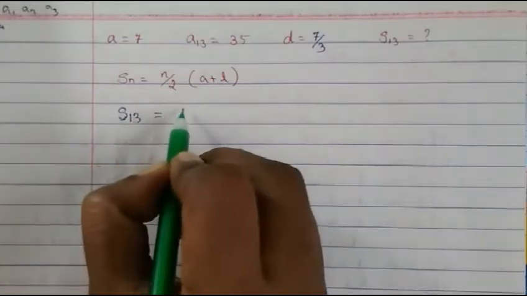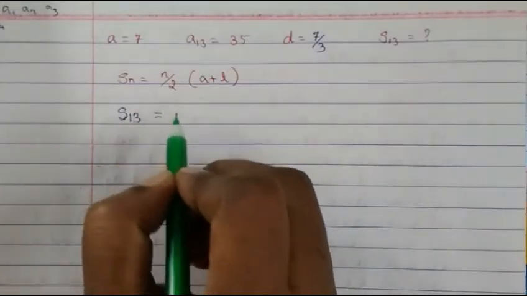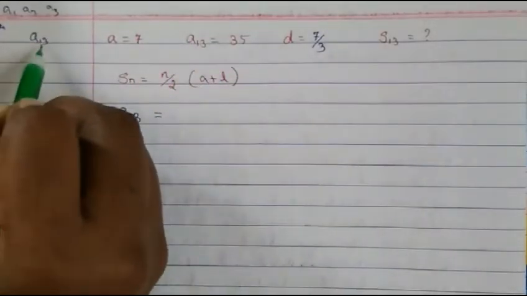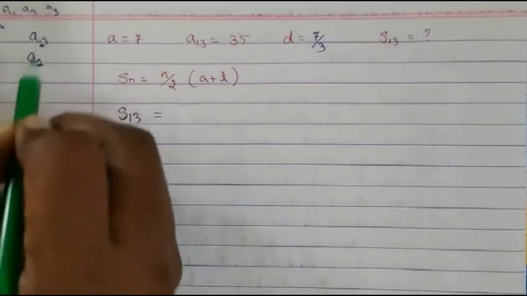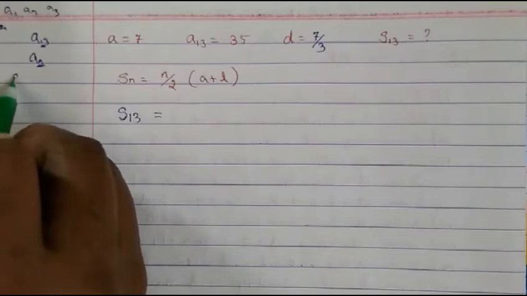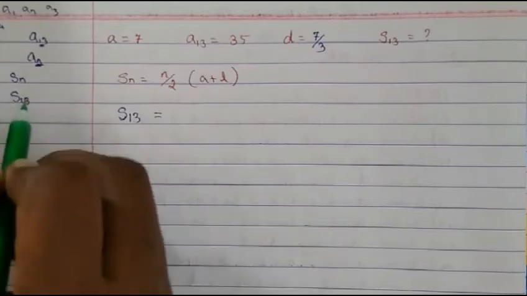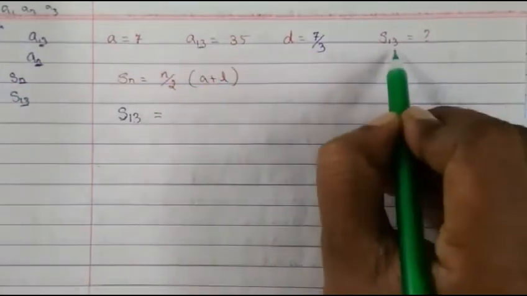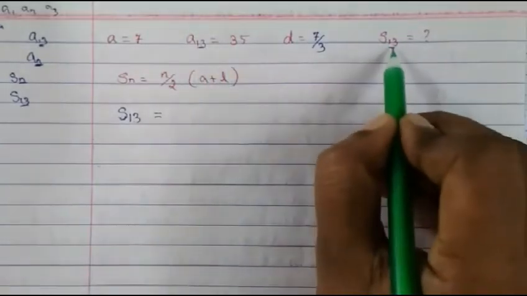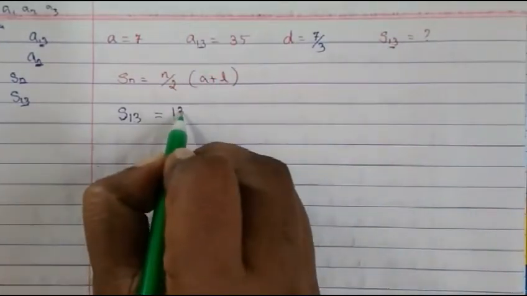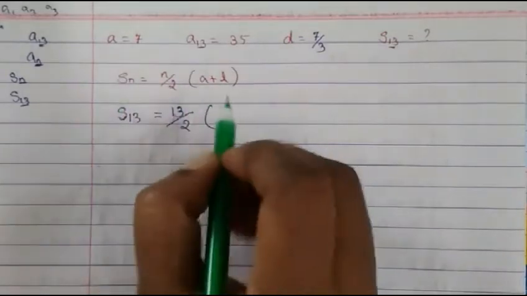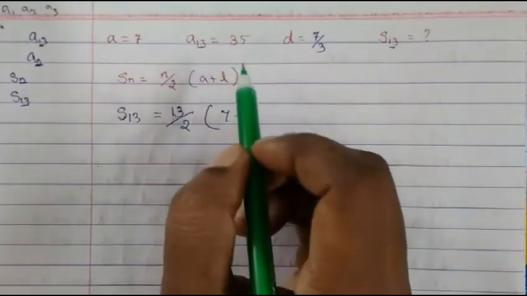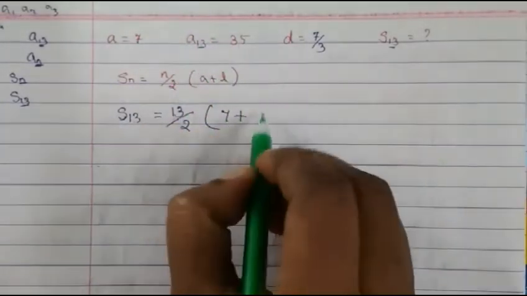So the n value is given to us. A13 means n value is 13. Here also, Sn is S13, so the n value is 13, because this is An, Sn. So n value is 13. So 13 upon 2, a is 7, and l, as I told you, means the last term. So the last term here is 35.